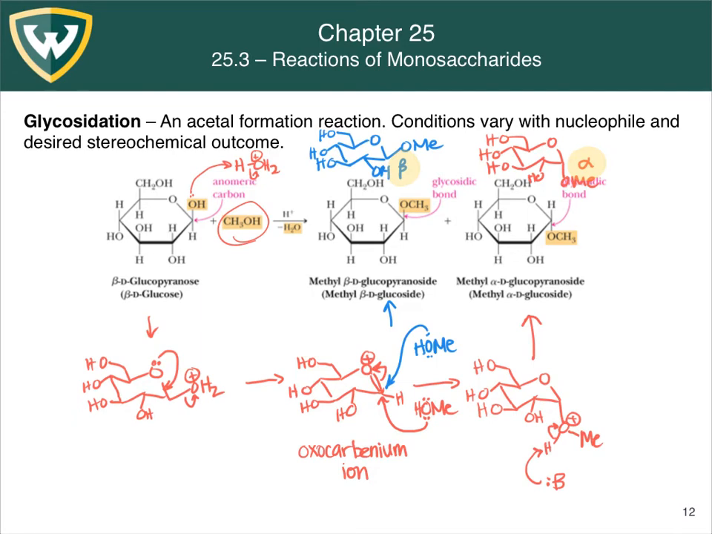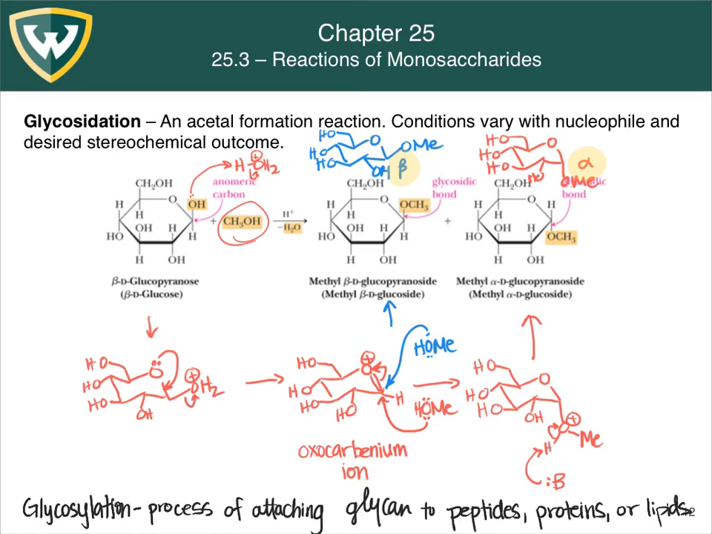Since we also know that this alpha group is on the opposite face as the CH2OH, that can help us to remember the more general rule about alpha and beta anomers, that the alpha anomer has the groups oriented on opposite sides of the plane of the ring. Just a final note that glycosidation is actually different than glycosylation, which is the process of attaching a glycan to peptides, proteins, or lipids.